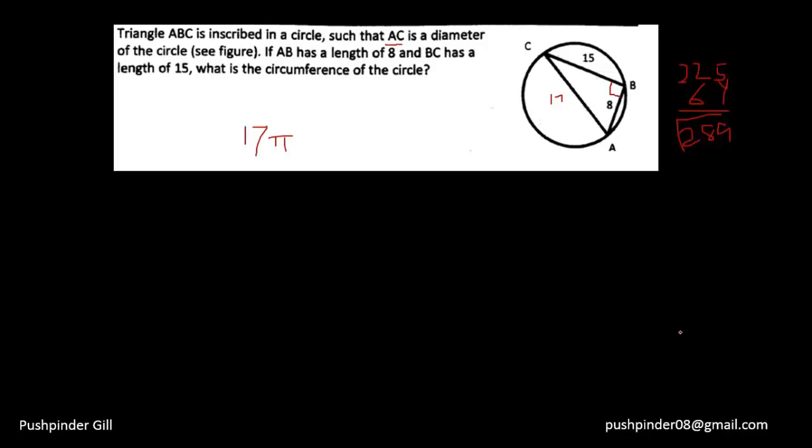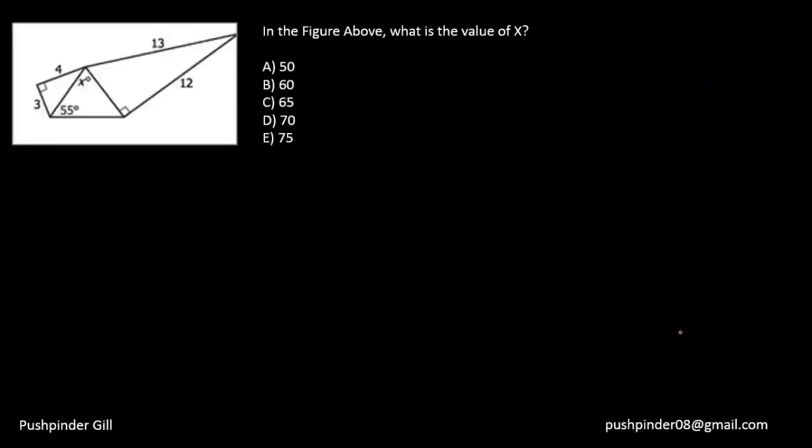Alright, just a few more questions left, and let's see this question. Now in this figure above, what is the value of x? If this is 3, this is 4, this is 90 degrees, that means this is 5. If this is 13, this is 12, and this is 90 degrees, this is again 5. How do I know that? Well, I remember some Pythagorean triplets. If this is 5 and this is 5, that means if this is 55, this is also 55. And if this is 55 and this is 55, x is going to be 70.